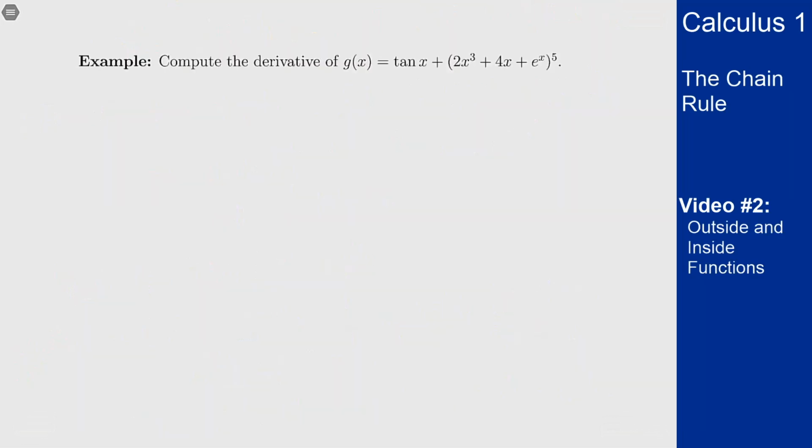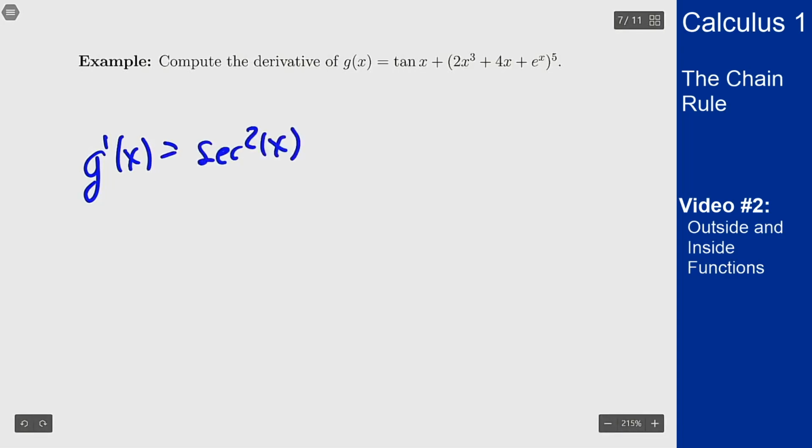So the derivative of g of x is tangent x plus 2x cubed plus 4x plus e to the x, all to the fifth power. Here we can just start. How do we differentiate tangent? That doesn't require anything fancy. That's a normal derivative. That's just secant squared. Plus, now this last part's where the chain rule comes into play.